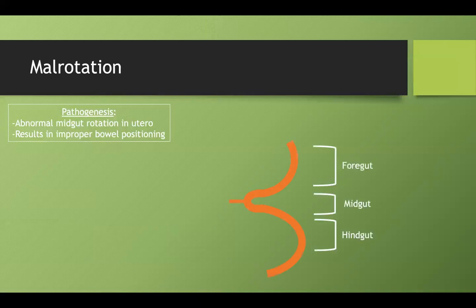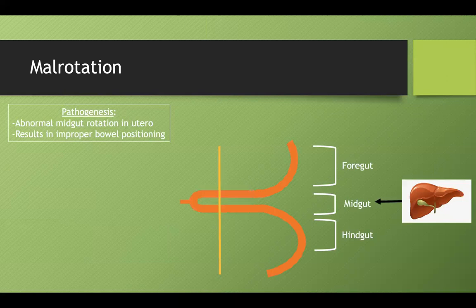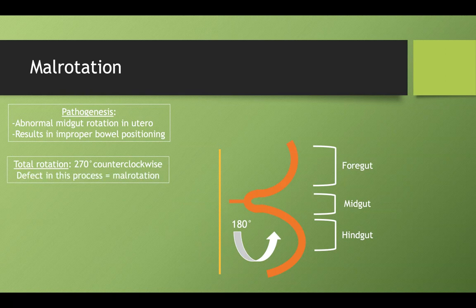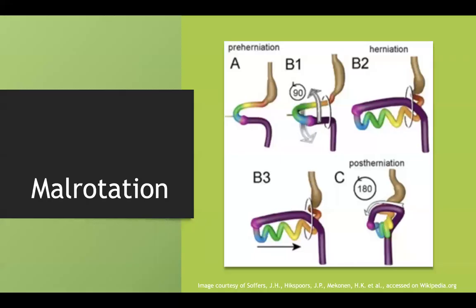So what happens here if we have our embryologic midgut? Normally, our liver is going to push and cause this physiologic herniation. While it's herniated, you're going to have 90 degrees of rotation. Then your bowel is going to get pushed back into the normal abdominal cavity, and you'll have another 180 degrees of rotation. They do want you to know that there's a total of 270 degrees counterclockwise rotation during our development. And any defect in this process can lead to malrotation.